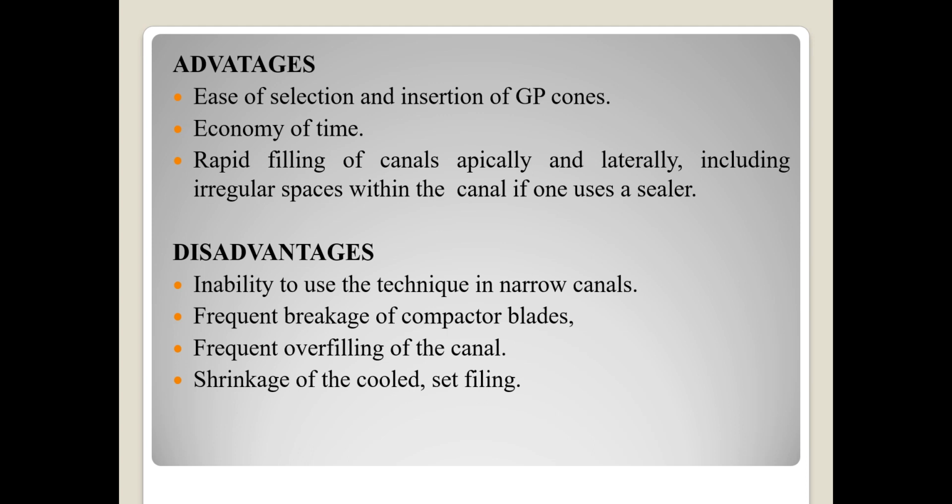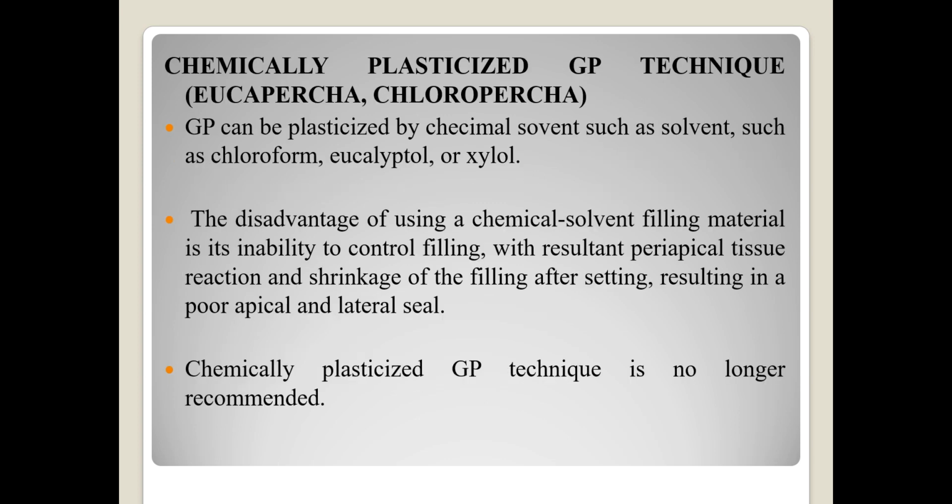Advantages are economy of time, ease of selection and insertion of GP cones, and rapid filling of canals apically and laterally, including irregular spaces within the canal if one uses a sealer. Disadvantages include inability to use the technique in narrow canals, frequent breakage of compactor blades, frequent overfilling of the canal, and shrinkage of the cold set filling.